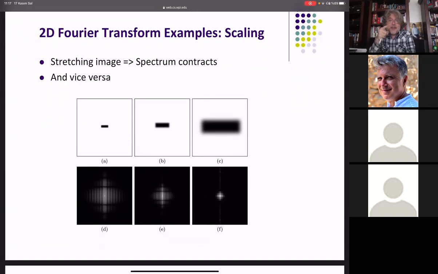Some images at the top and their corresponding Fourier transforms. A narrow rectangular box, for example, corresponds to a sinc shape with a wider block in the corresponding Fourier transform below, A versus D. So vertically, it's wider in D. If you make it thicker in D, then it makes a smaller thing in C. And if you make it even thicker and wider, the corresponding Fourier transform will be smaller, as you see in F. So larger images would make smaller Fourier transforms and vice versa.